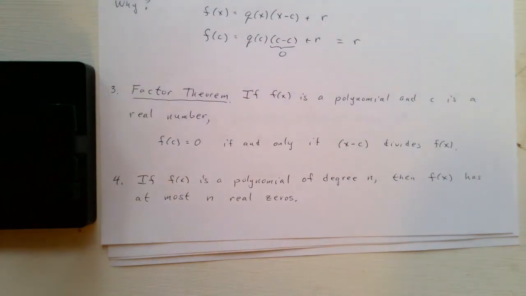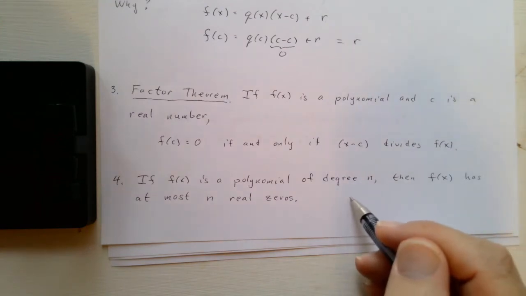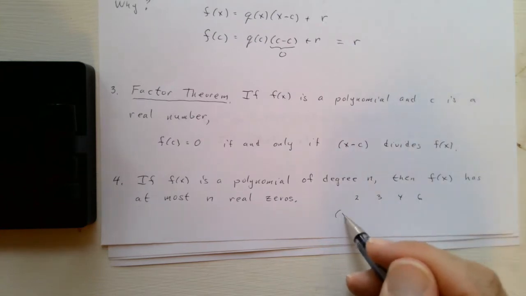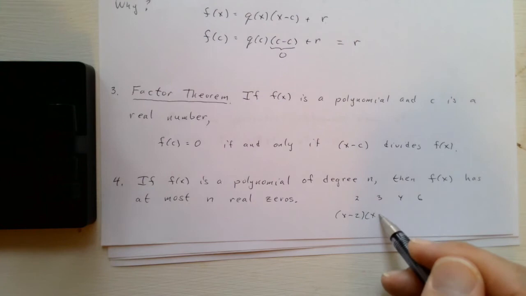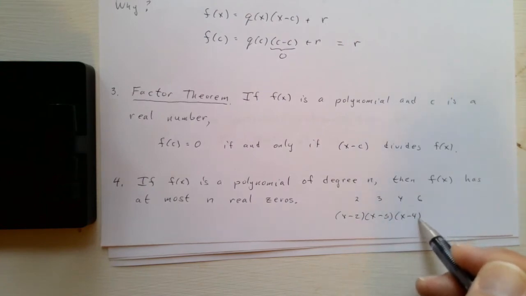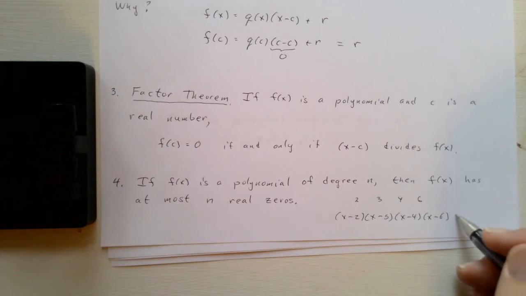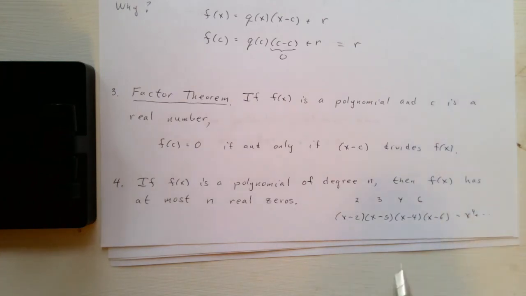The reason for that is, let's say we have a polynomial where the zeros are 2, 3, 4, and 6. Then we know that x minus 2 has to be a factor, x minus 3 has to be a factor, x minus 4 is a factor, x minus 6 is a factor, right? If we multiply all these together, the highest power of x will be x to the 4th. So any polynomial that has these four numbers as its zeros has degree at least 4, because the polynomial has to be a multiple of this.